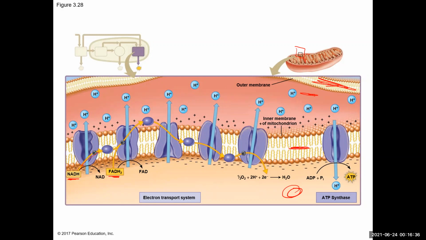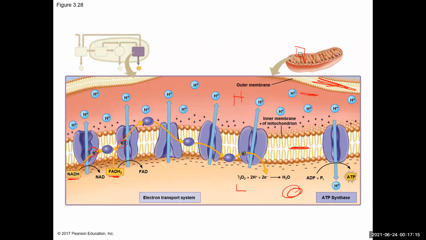So if you notice, the space between the inner membrane and the outer membrane has a high hydrogen concentration. The space in the inner membrane has a low hydrogen concentration. So in order to move those hydrogens into that space between the inner and outer membranes, energy is needed. And that energy comes from the electrons from the NADH and the FADH molecules. And remember, we made those molecules from the glycolysis, the prep step, and the citric acid cycle.